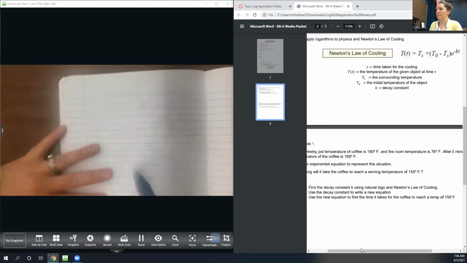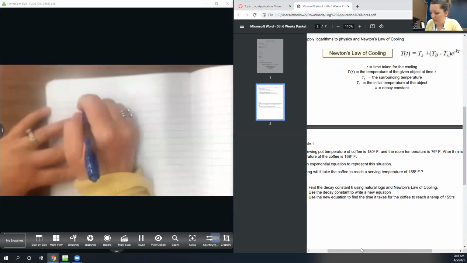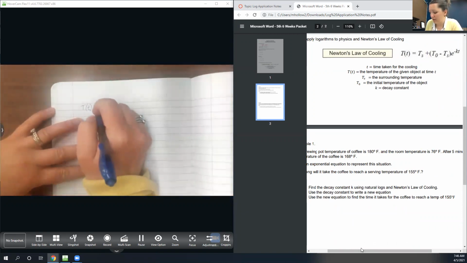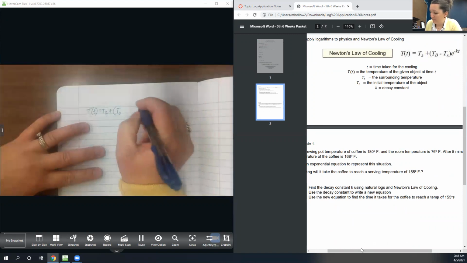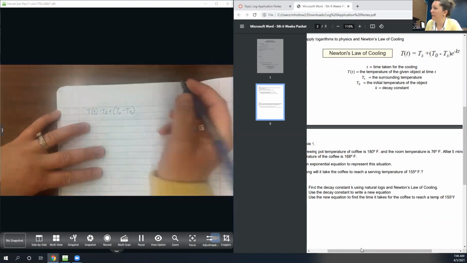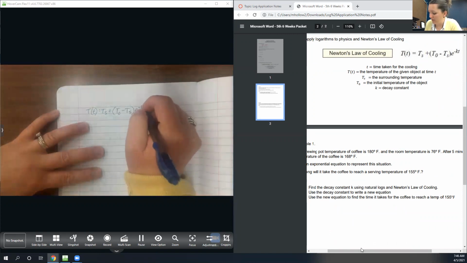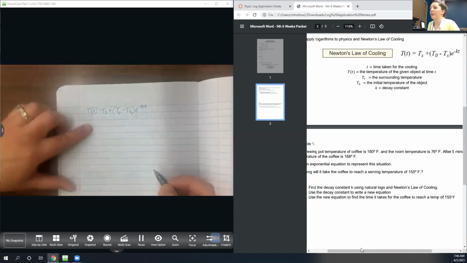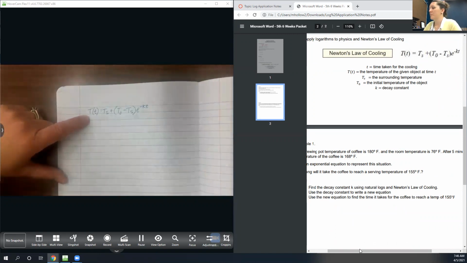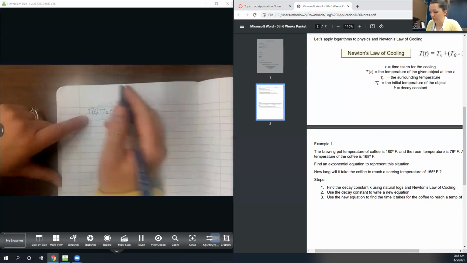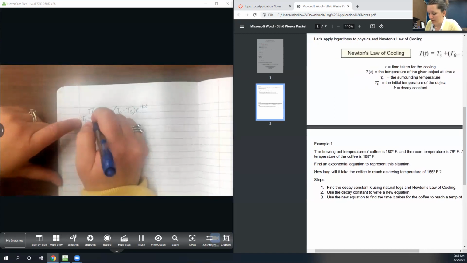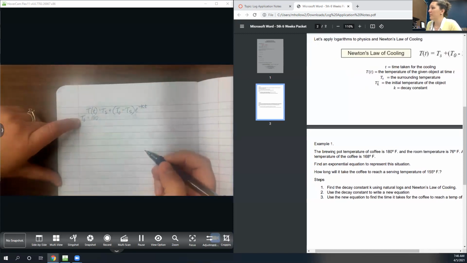I'm going to write it down first. T of t equals T_s plus T_0 minus T_s again, times e to the negative kt power. All right, so let's think about this. The brewing pot temperature of coffee is 180. So that's its starting temperature, right? That means that the initial temperature of the object, that's what we're going to write for T of 0, is 180 degrees, right?